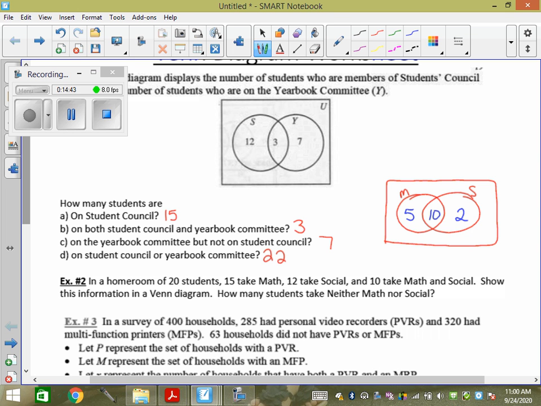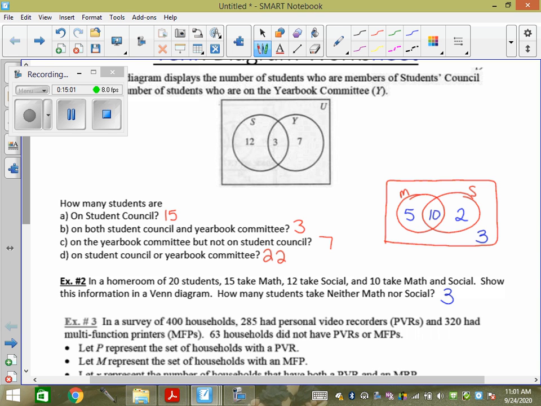How do I figure out the outside? Add them up, which is 17. And there's a total of 20? So there's 3 who are in neither. We have to remember to make sure to do the outside of our Venn diagram. That number is the thing that gets missed all the time.